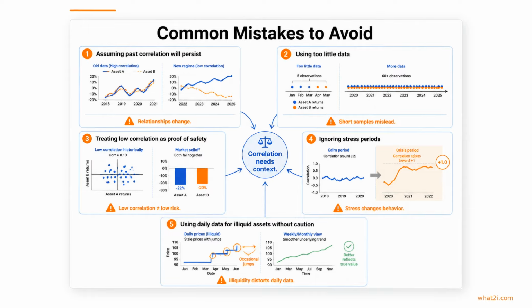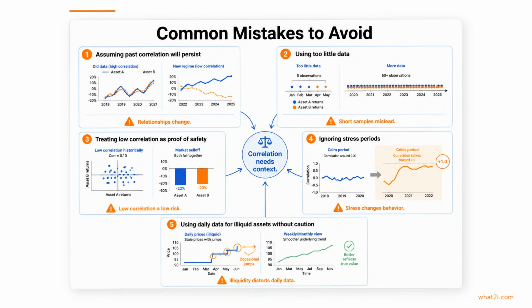It is also a mistake to treat low correlation as proof of safety, because two assets can be weakly related and still both carry substantial risk. Ignoring stress periods is especially dangerous, since that is often when diversification matters most. And with illiquid assets, daily prices can be stale or distorted, so correlation estimates may need more caution than they first seem to require.